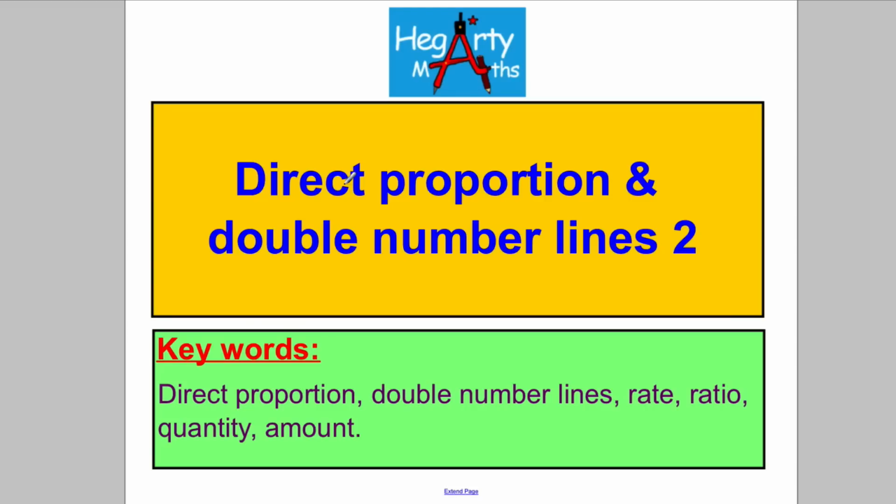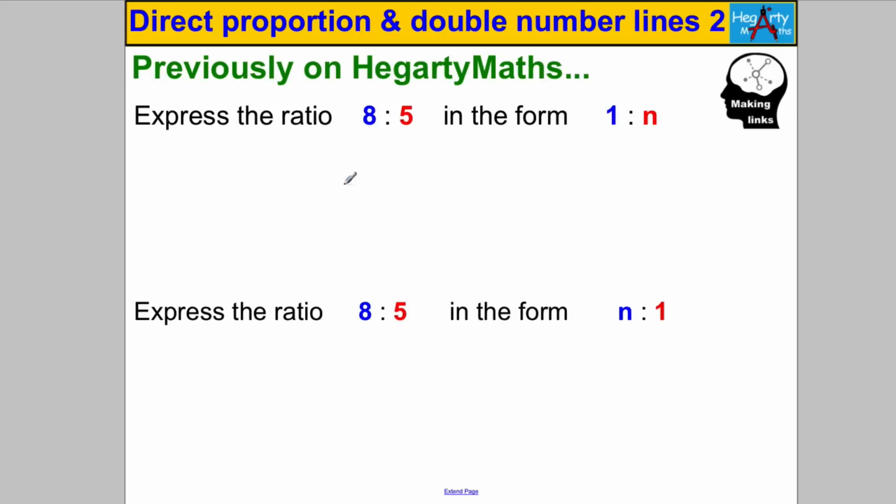It's Mr. Hegarty here. It's our second video on direct proportion and double number lines. Let's start with something I taught you previously in a topic called ratio. I'd like you to pause the video and double check you can express the following ratios in the following forms. And hopefully you got the following answers, okay? So if you're not sure about that, you are going to need it for this video, so go back to your building blocks.